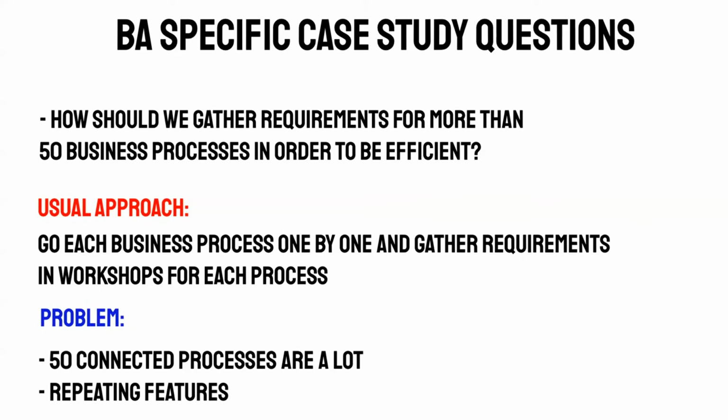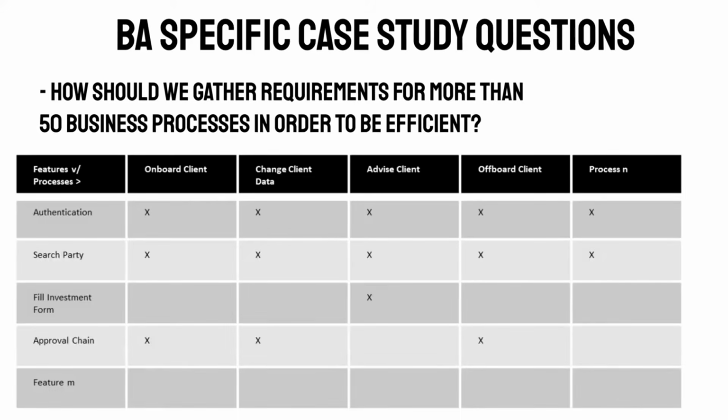So I came up with the following. I said, okay, why don't we build a process feature matrix? For example, here, each column is a process, for example, onboarding a client, and each line represents a feature, for example, the authentication feature. With the process feature matrix, we can see which feature is part of which process. For example, we will have features which are part of every or almost every process, and we will have features which are only part of one single process.